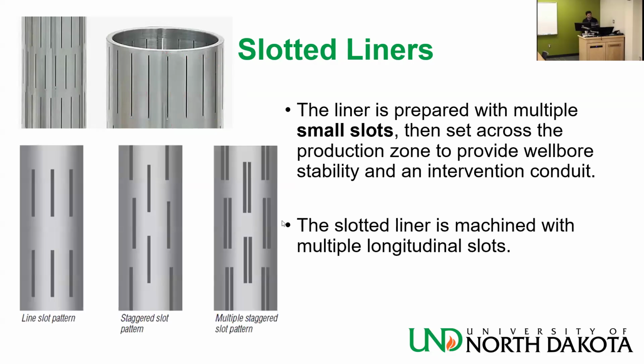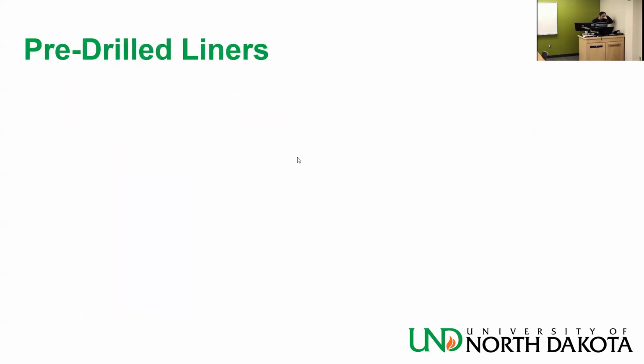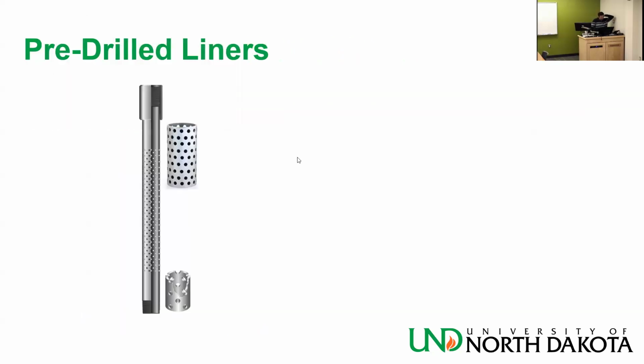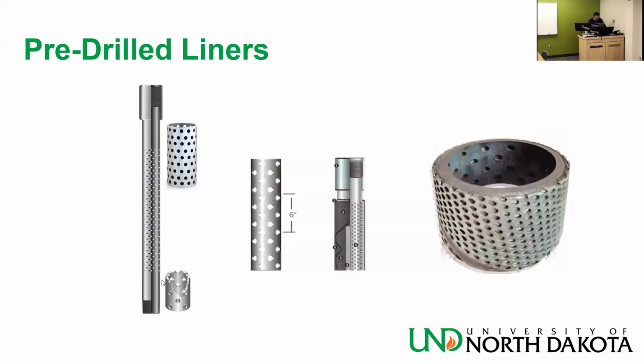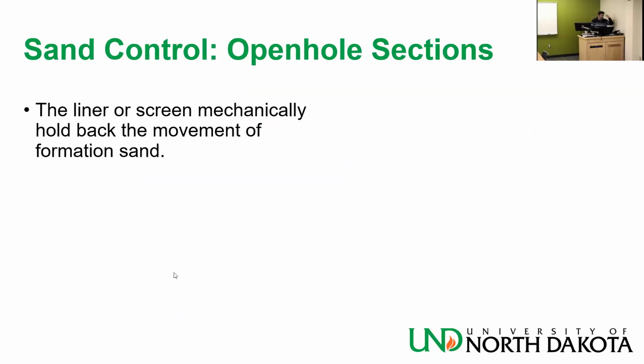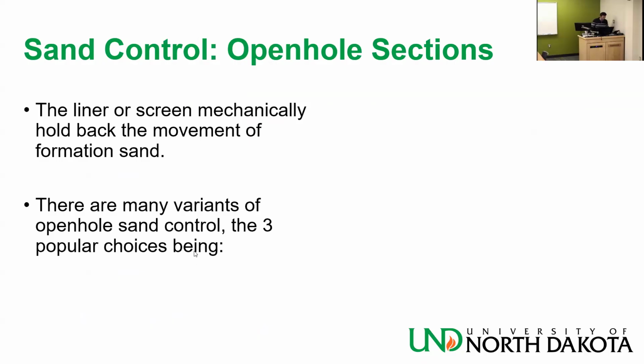The slotted liner is machined with multiple longitudinal slots. There are several ways you can skin the cat and make the liner work the way that you like it to work. Pre-drilled liners, you see a picture here, how it looks on the inside as well. The liner or screen mechanically holds back the movement of the formation sand.